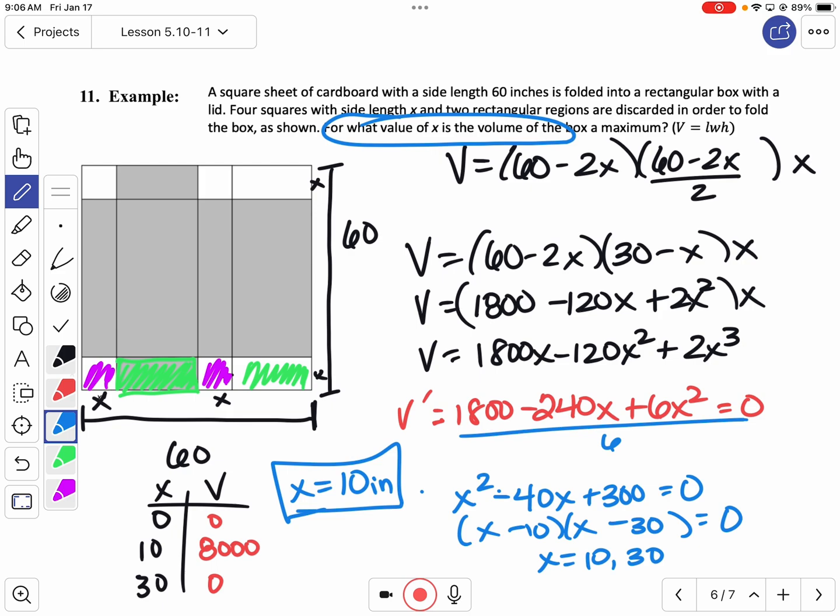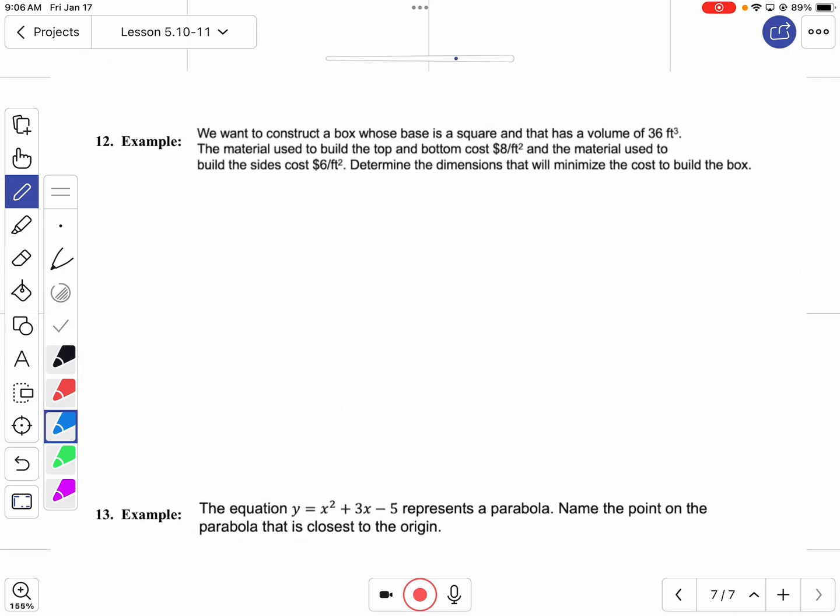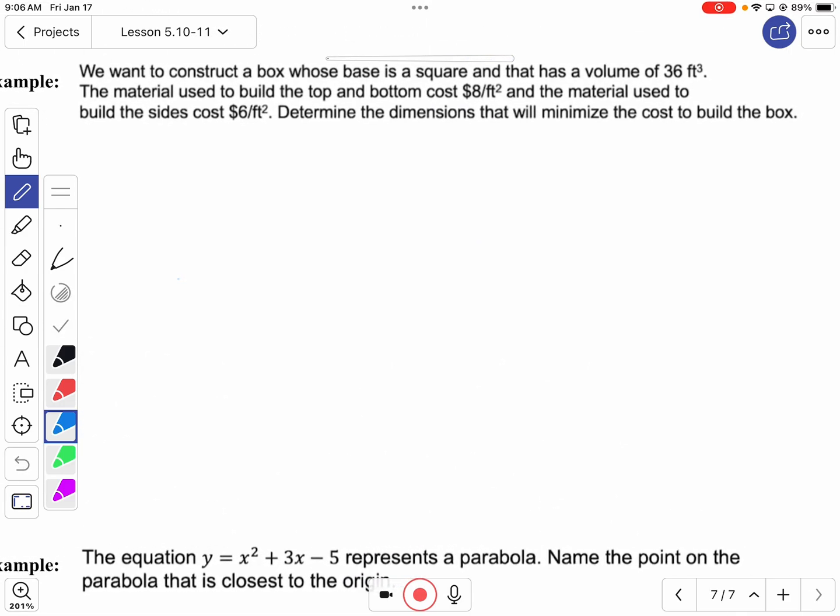Okay, let's look at a box problem that's a little bit different, where we're not cutting out something, all right? We're going to talk about minimizing cost.